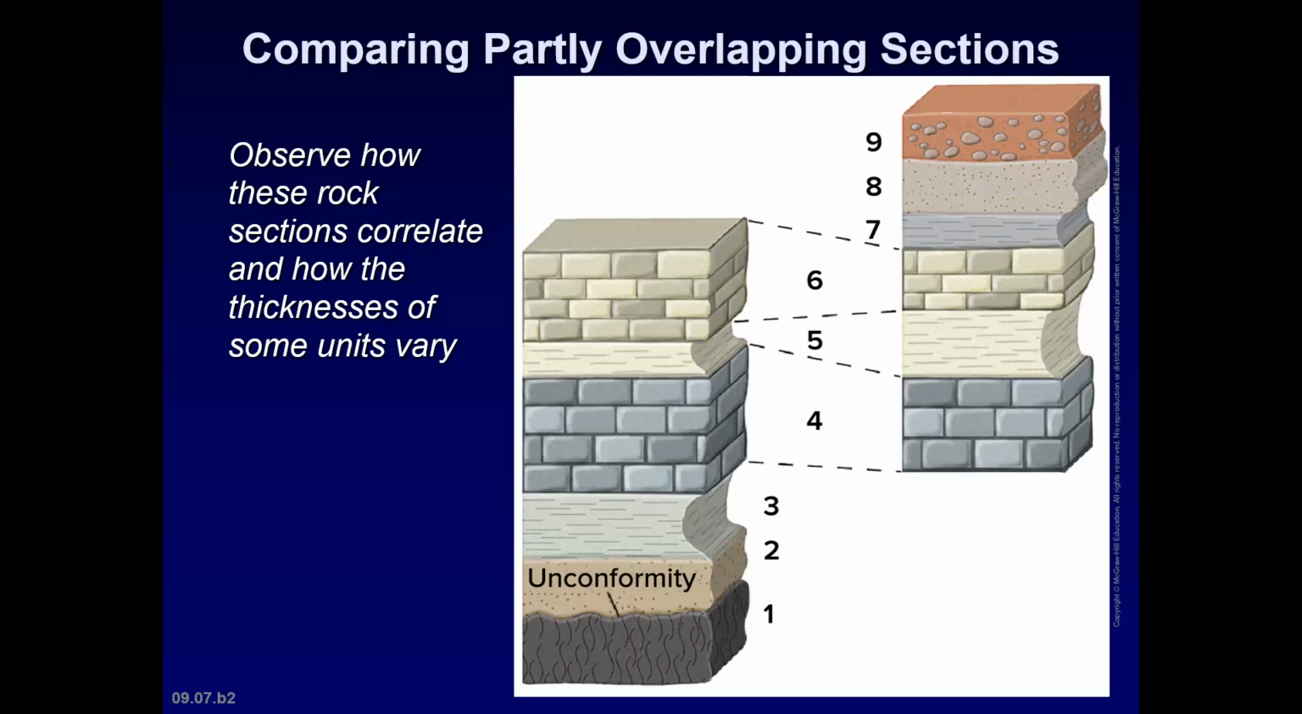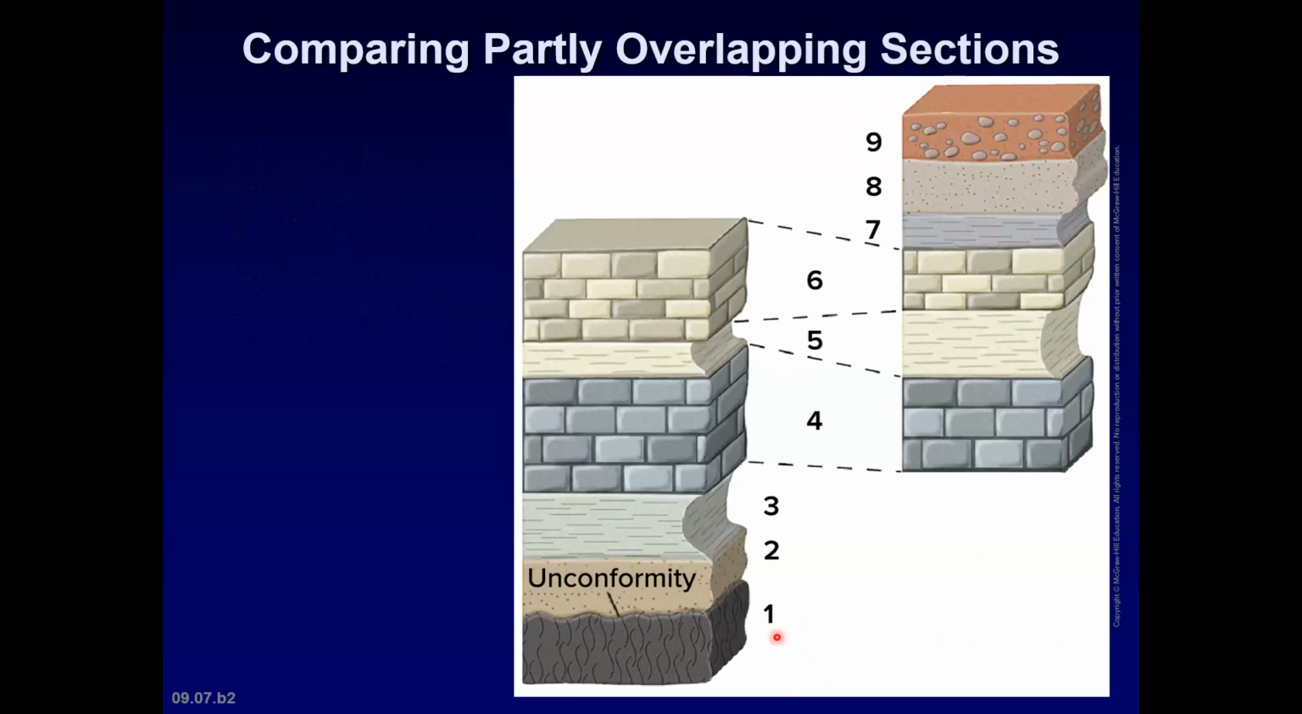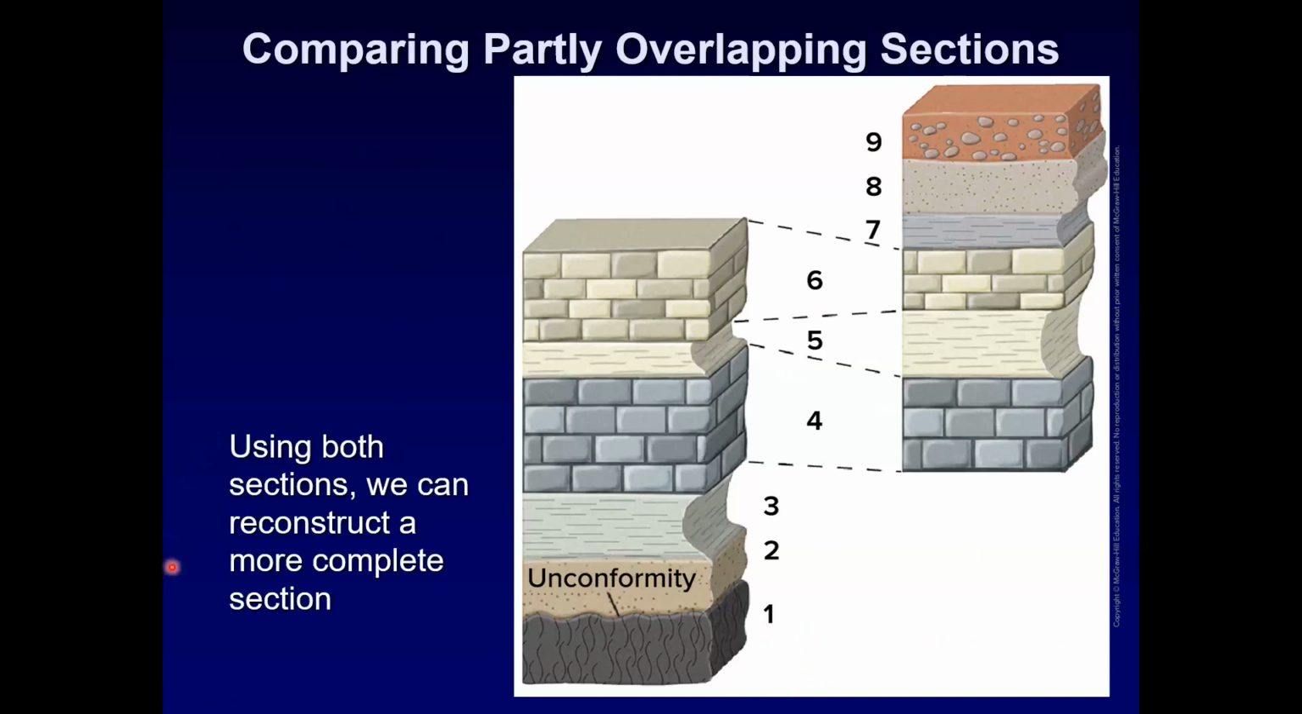So we don't need to know everything about every part of a unit of rocks if we have enough stratigraphic columns to help us infer changes in the rocks there. Okay, so we'll look at how they correlate. So we have units 1 through 9 really. Using both these sections, we can reconstruct a more complete section.